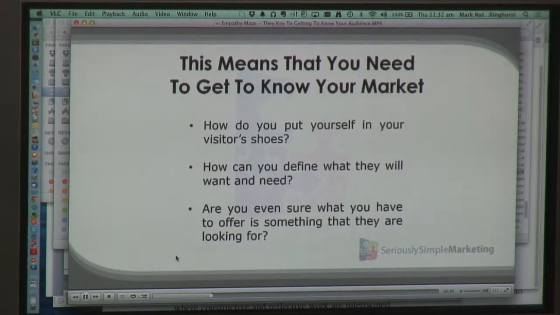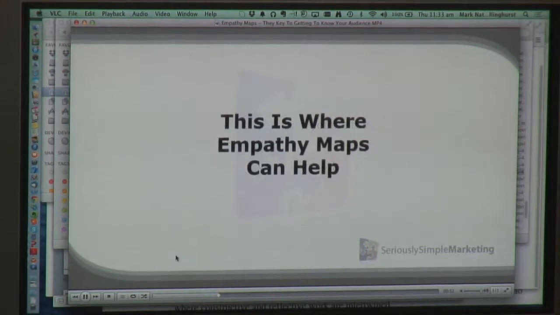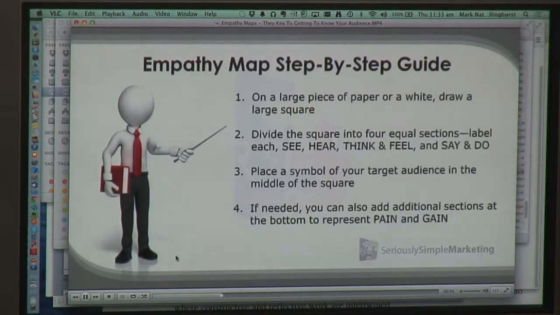So in order to do that, how do you think about who these people are and what they're thinking about? You want to use an empathy map. Here's where they come in to help. On a piece of paper, or a local whiteboard, you basically draw out something square and divide it into four sections. And you've got see, hear, think and feel, and say and do. I'm going to show you what this looks like in just a second.